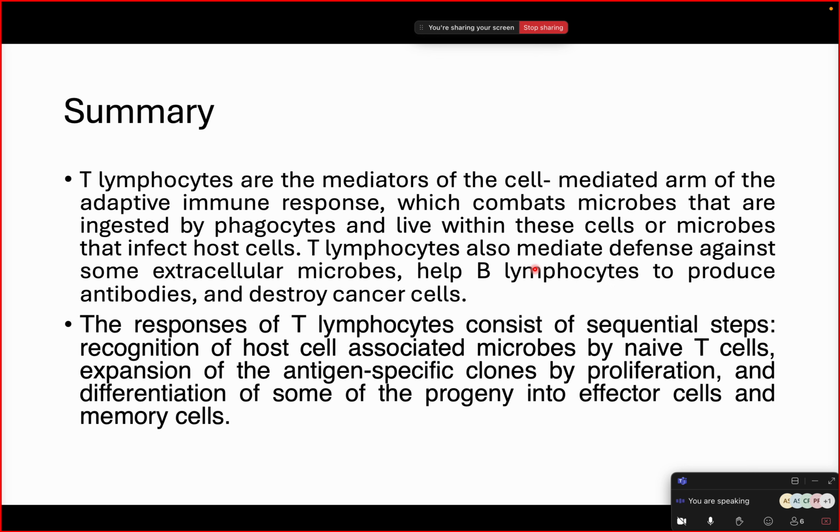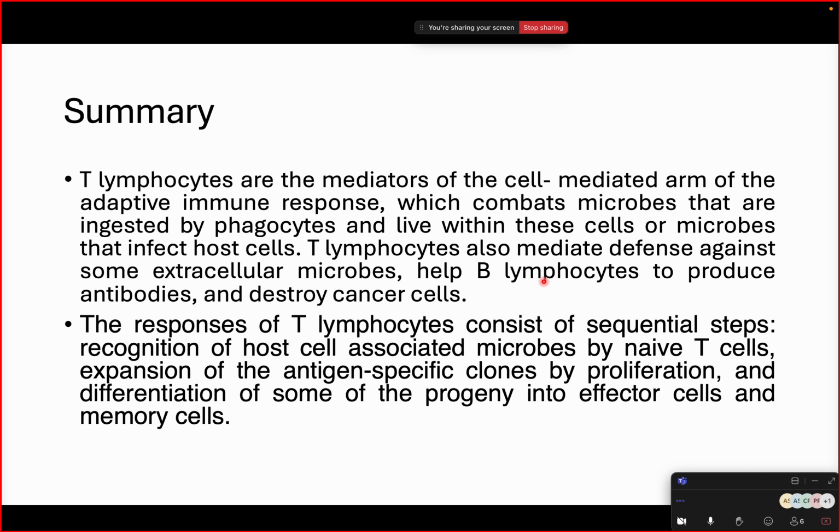So the overall summary for cell mediated adaptive immunity is: T lymphocytes are the mediators of the cell mediated arm of the adaptive immune response, which combats microbes that are ingested by phagocytes and live within these cells or microbes that infect host cells. T lymphocytes also mediate defense against some extracellular microbes, help B lymphocytes to produce antibodies, and destroy cancer cells.